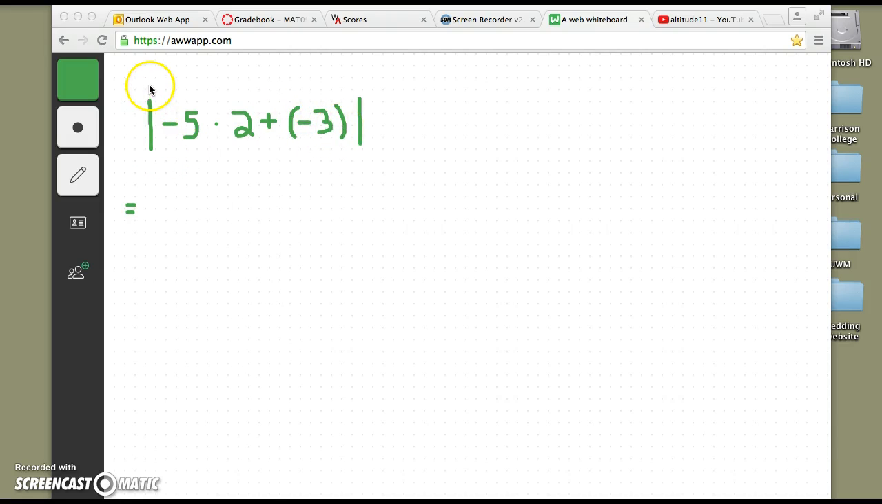So first things first, guys, you want to treat this absolute value basically as a set of parentheses. However, it's a special set of parentheses because they do perform an operation once we get to the point where the operation of the absolute value needs to be taken.